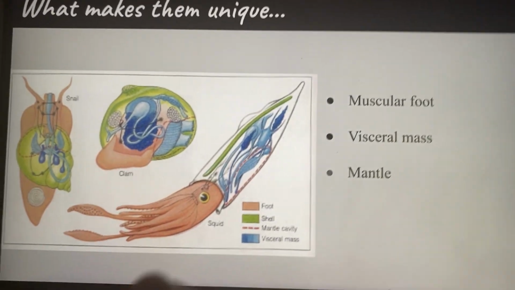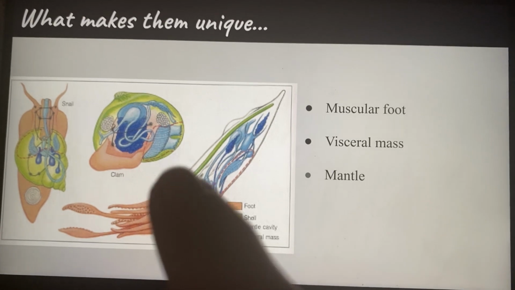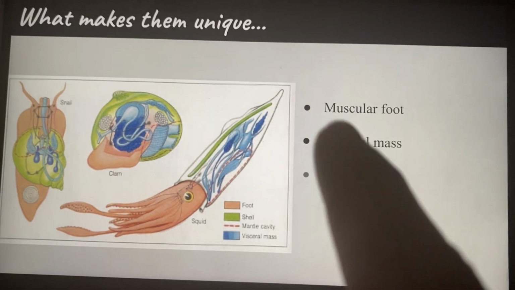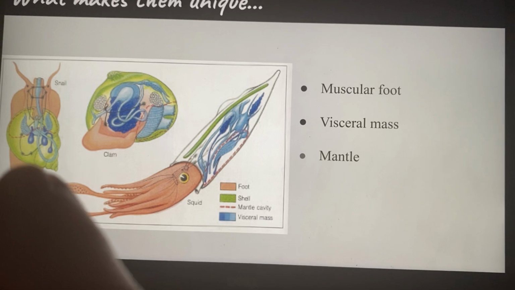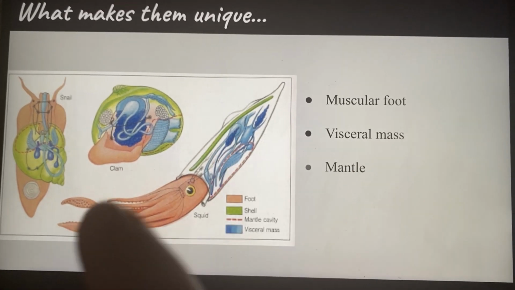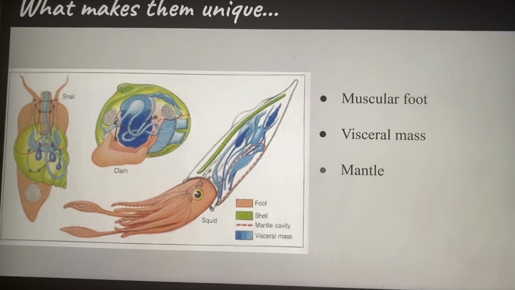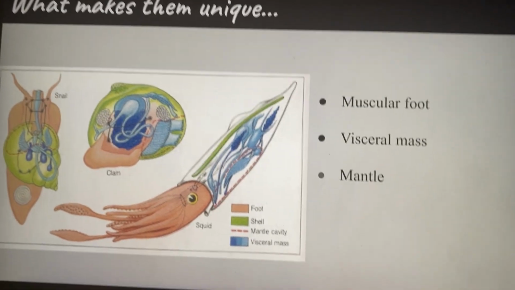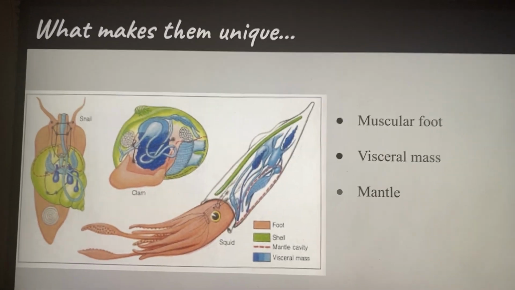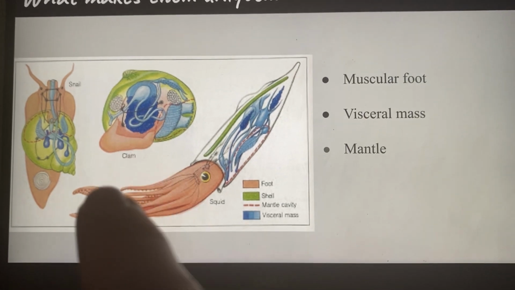What makes them unique? They have three unique structures specific to mollusks. Every mollusk has these three structures. The first structure is going to be the muscular foot. It's going to be used for body movement and mobility. If you look at these diagrams right here, the muscular feet are going to be the pink areas.